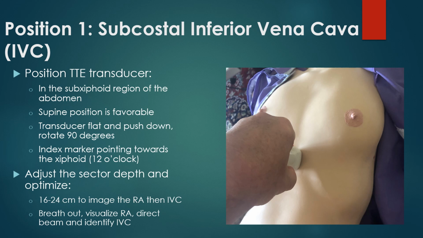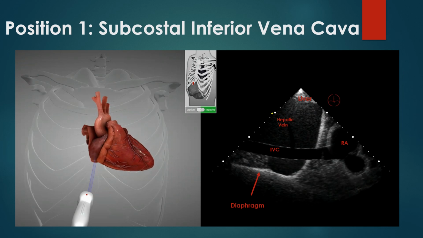Same sector depth. You're going to breathe out and visualize the right atrium and hopefully find the IVC, which shouldn't be very difficult, but typically you've got to aim a little bit towards the patient's right. And this is your subcostal inferior vena cava view. You've got the beam, as you can see here, going straight up and down.